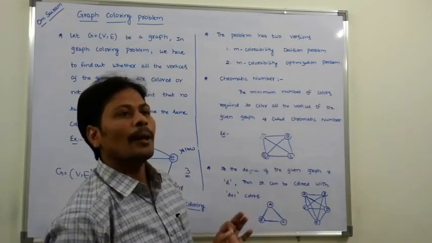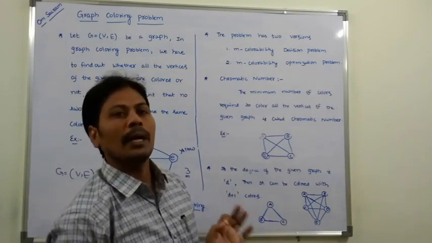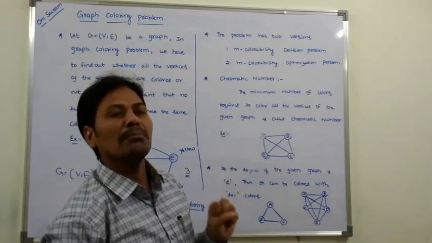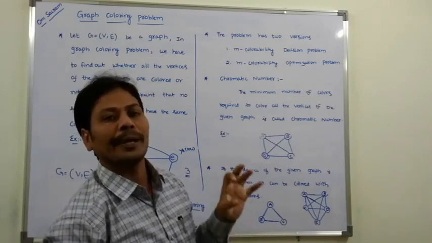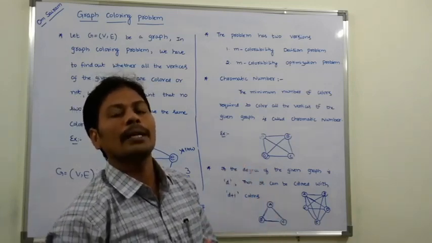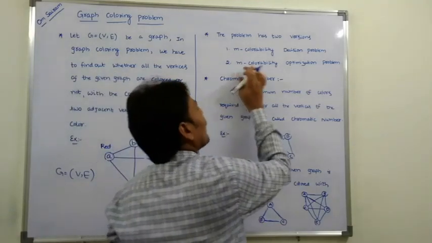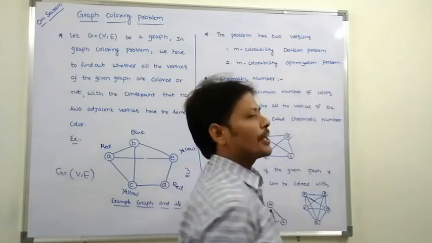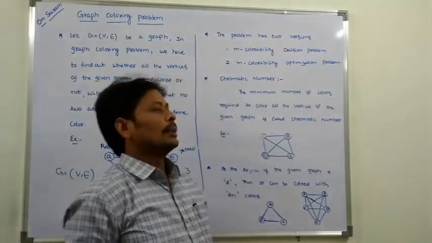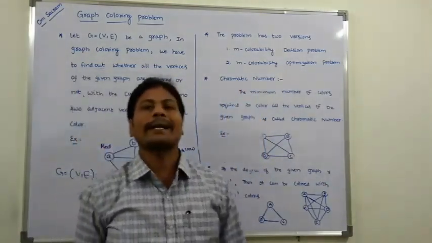M is nothing but a positive number. So the minimum number of colors we require to color all the vertices of the given graph can be called the M colorability optimization problem. Next we go for chromatic number.